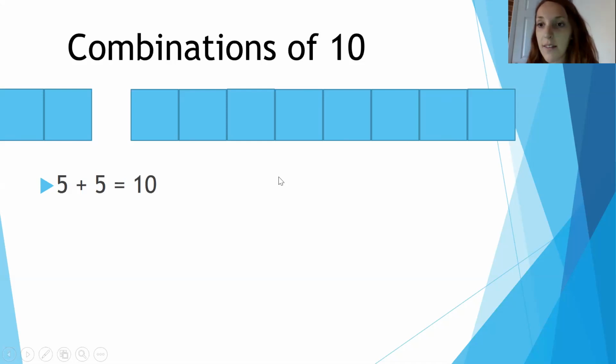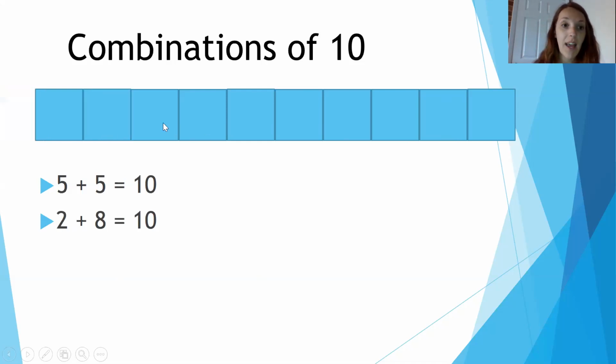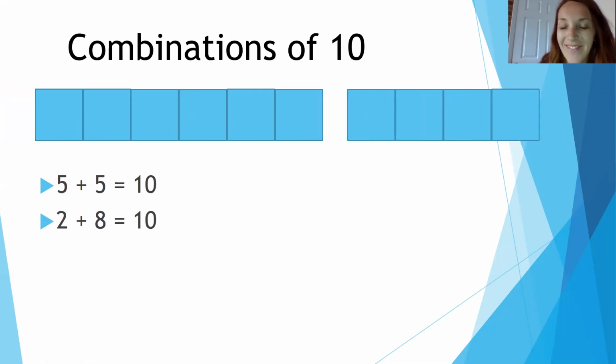What can you guess? What are they still going to make when I put them together? 2 and 8 are going to make, 2 put together with 8 is going to make what? 10 still. Let's put them back together. Is it still 10? 1, 2, 3, 4, 5, 6, 7, 8, 9, 10. Yes, it is. Okay.